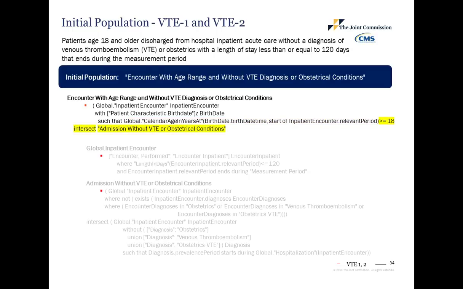Again, we use the intersect operator because the logic is looking for encounters that satisfy both age and diagnosis conditions to qualify for the initial population. So now, with all the criteria defined, encounter with age range and without VTE diagnosis or obstetric conditions becomes the single definition for the initial population.